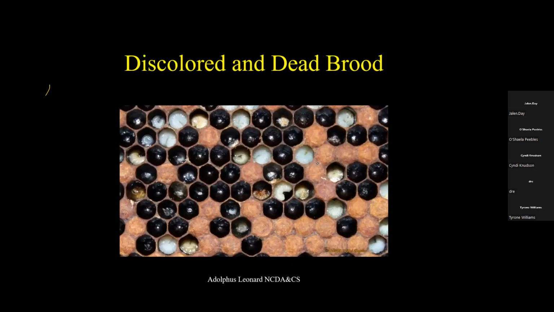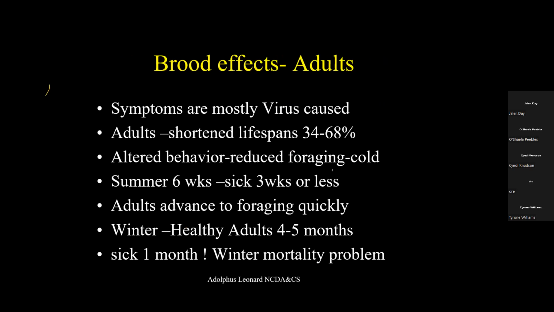You see these deformed and discolored larvae? That's viral infection. And it's caused by high levels of varroa mite. It shortens adult lifespans from 34 to 68%. If you have a bee that in the summertime, a healthy bee lives 6 or 7 weeks, and you shorten it by a couple of weeks, you probably won't even notice. The colony production won't be what it would have been, but you won't notice because there's a rapid turnover.